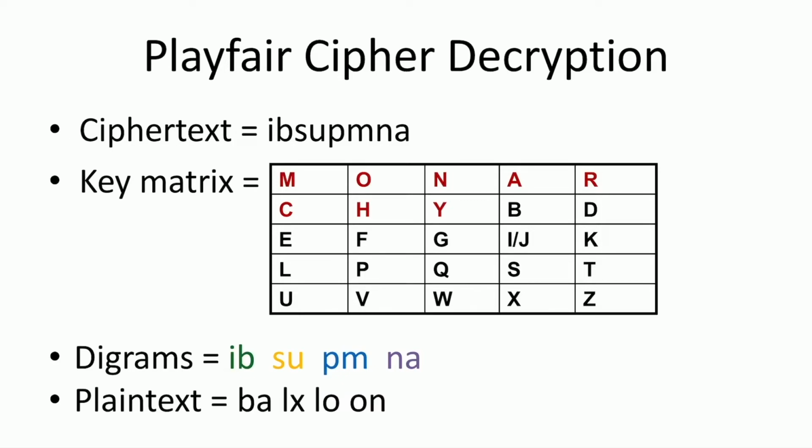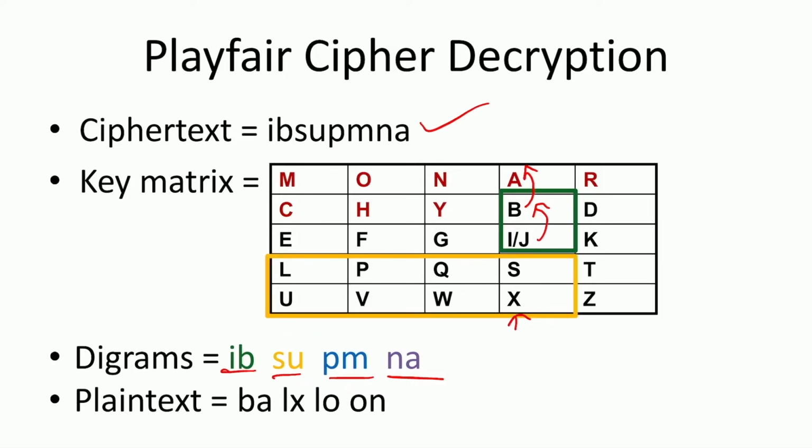Let's look at the decryption portion of the same example we did earlier. Here we are using the same key matrix since it is a symmetric encryption cipher, so the decryption key is the same as the encryption key. So we have 4 diagrams from this ciphertext. We have IB, SU, PM, and NA. Now letters in IB are in the same column. So to decrypt, we will look at the letter above each in the same column. So I will decrypt to B and B will decrypt to A. And if, for example, we were decrypting A, we will replace A with X.